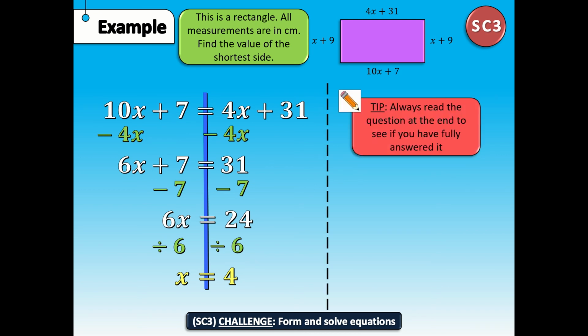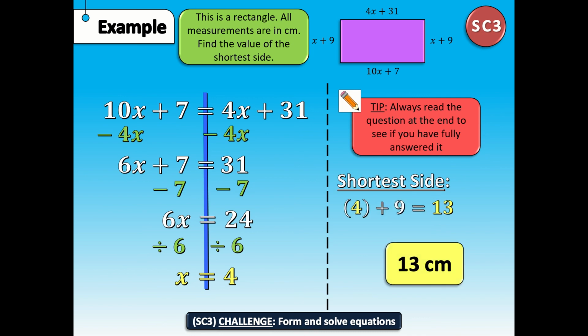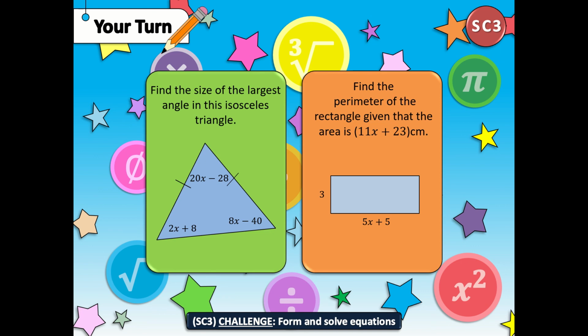So the shortest side would be x plus 9. And we know x is 4. So the shortest side must be 13 centimetres. Here are 2 questions for you to have a go at. Pause the video, and when you're ready to see what you should have done, press play. So here are your answers.